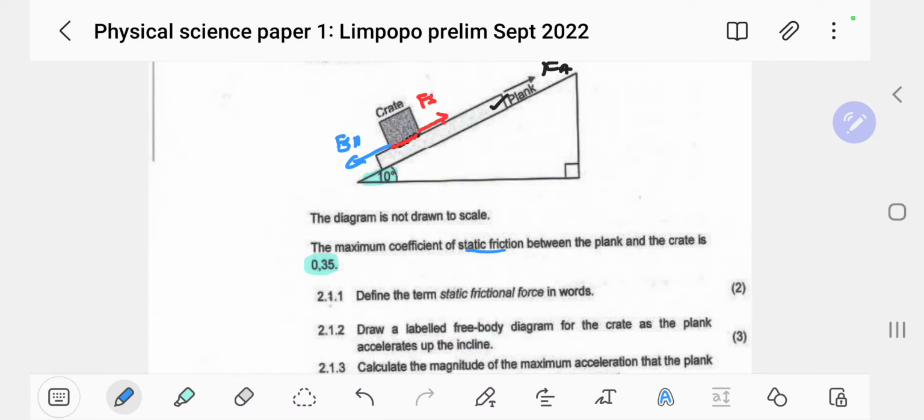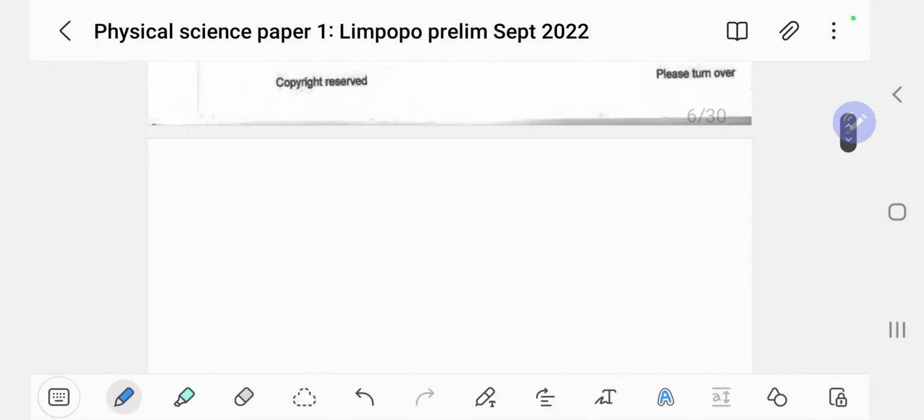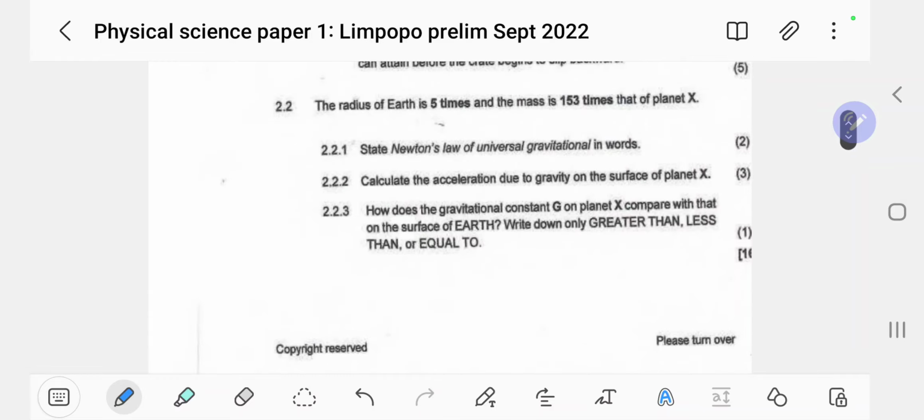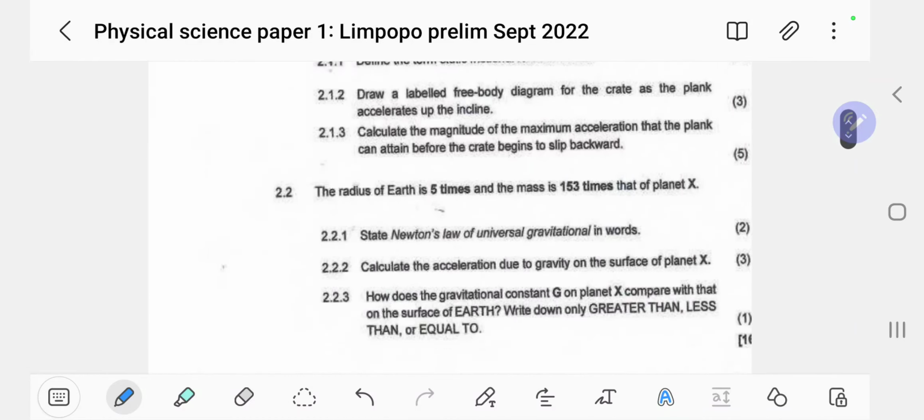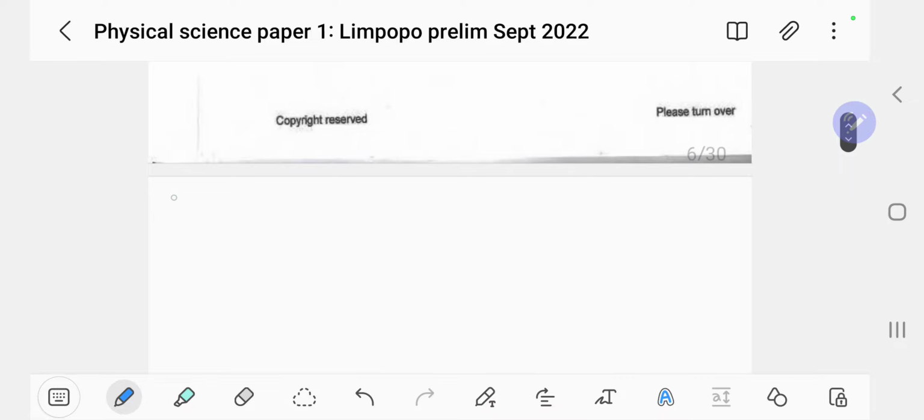So how would you define it? You can say it is the frictional force that a stationary object must overcome in order to be set in motion, or that we have to overcome in order to set that object in motion. That's an easy 2 marks. So let's just start here. That is 2.1.1.